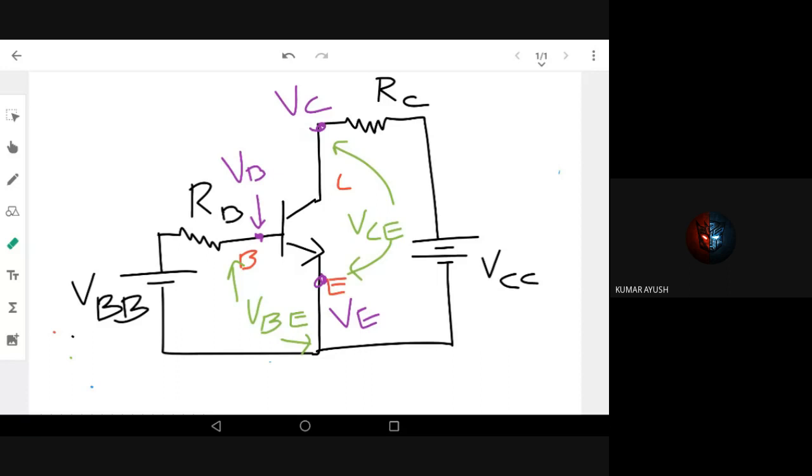First of all, we will be interested in changing the voltage, this VB. So I'm putting in a variable voltage. Based on the variable voltage, I'm interested in measuring the current. So I will take an ammeter and keep it here, so that I can know how much current I am able to pass into the base.